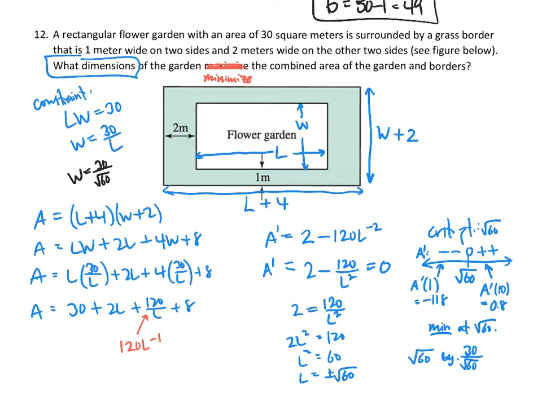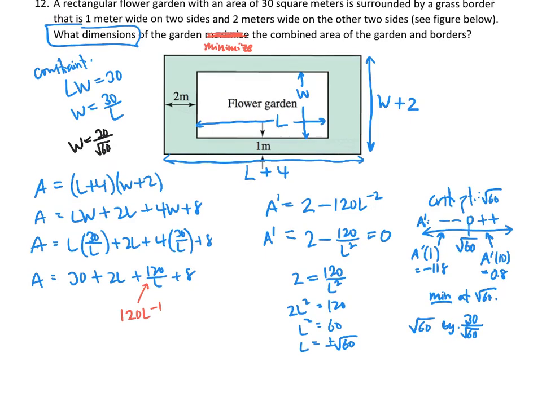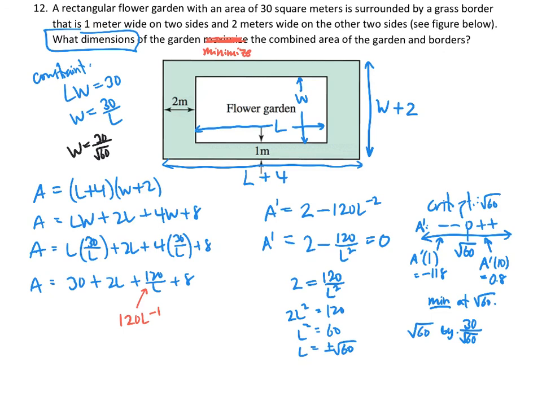Now if we want an approximate answer, we just throw that in our calculators and calculate. The square root of 60 rounded to 2 decimal places is 7.75. And the units here are meters. And then 30 divided by the square root of 60 works out to be about 3.87 meters. So there's our exact answer, and there's our approximate answer.